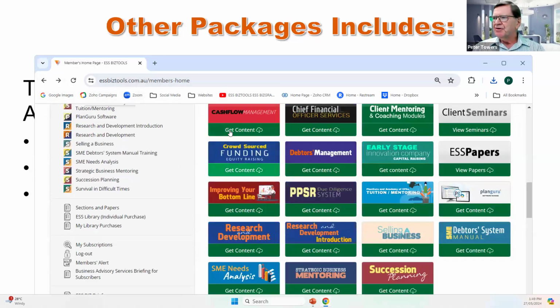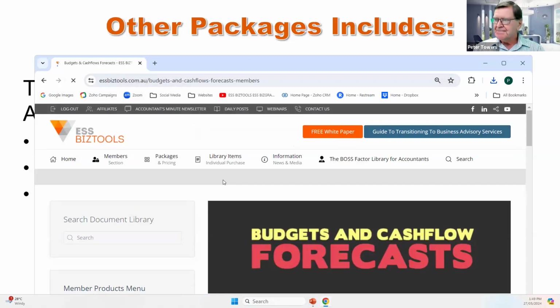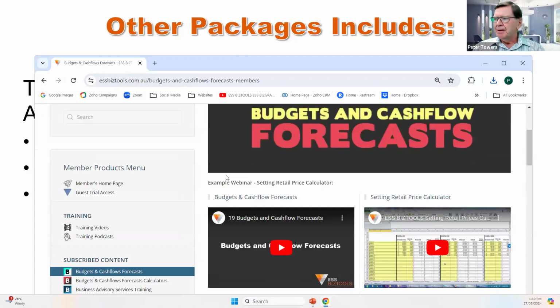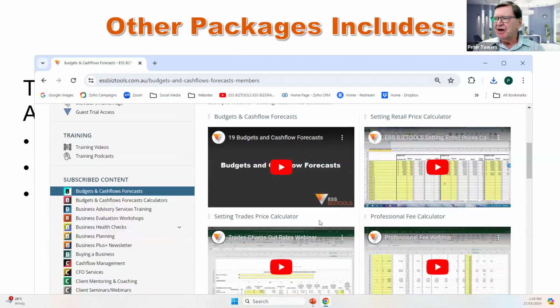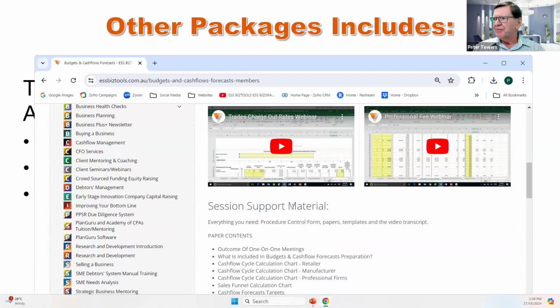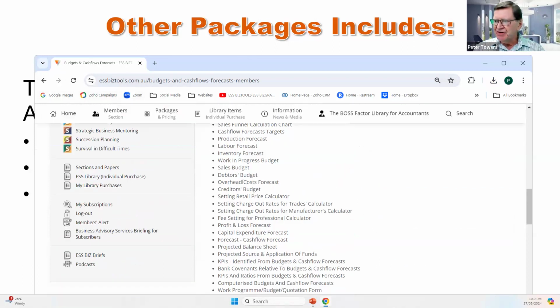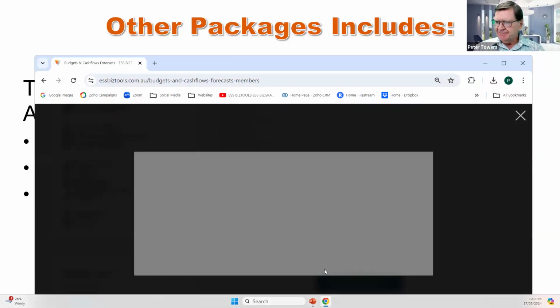Next one I want to refer to is the budgets and cash flows. Now, there's already videos been prepared for the tradie charge out rate calculator, the professional fee calculator, and the retail sales calculators. There's a lot of material in there, as you can see on the screen there now. But we're going to download the content.